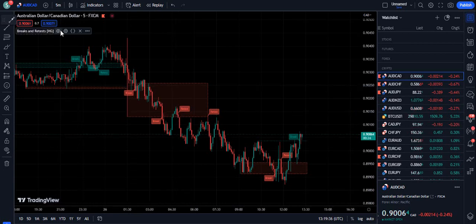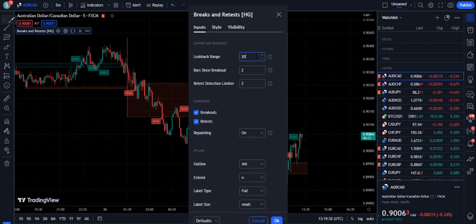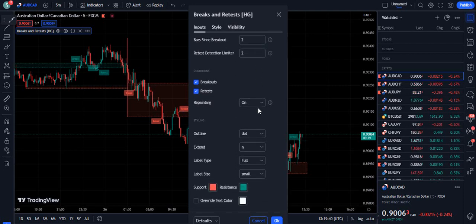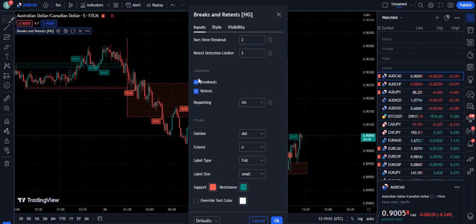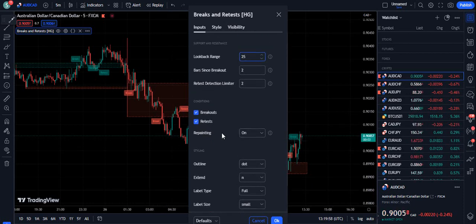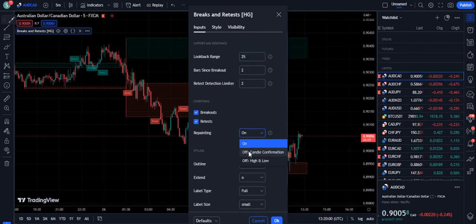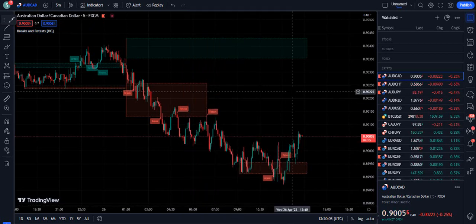But before we move ahead, let me give you the best settings for this indicator, because there is a repainting factor as well, so we will change that too. First, you have a look back range that is set to 20 by default, so we will change it to 25. Make sure the breaks and retests option is on. Next, the repainting factor is on, so we will turn it off and use candle confirmation. Now press OK, and our settings are completely ready, because now the indicator will not be repainting.